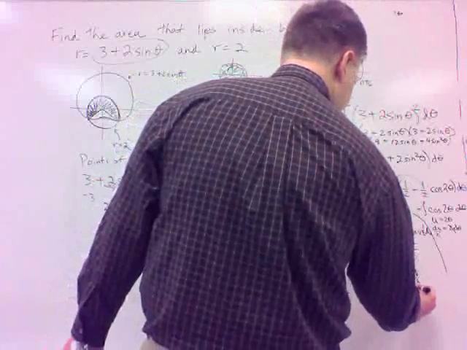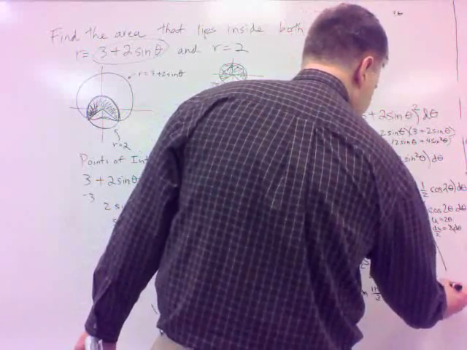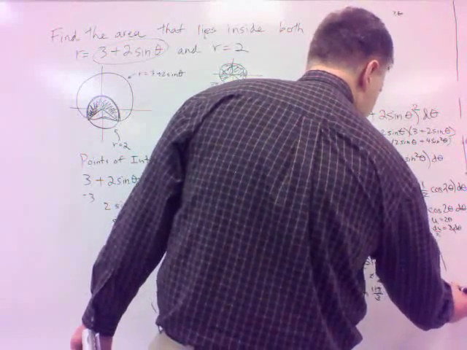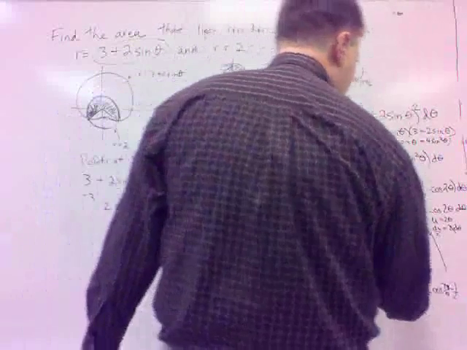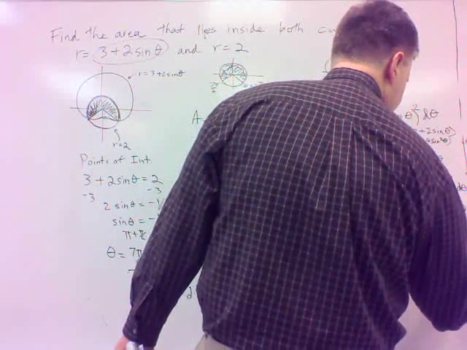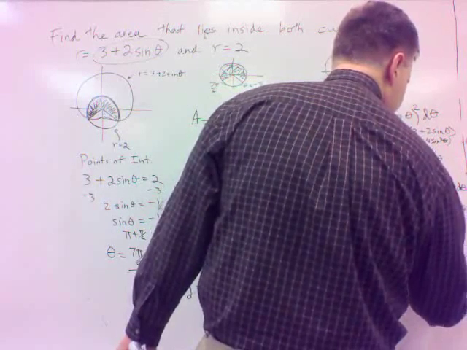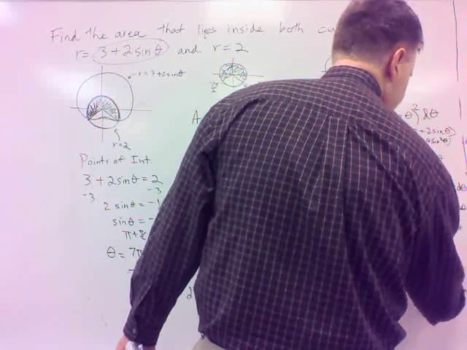11/2 times 7 pi over 6 minus 6 cosine of 7 pi over 6, and then minus 1/2 of sine of 2 times 7 pi over 6.